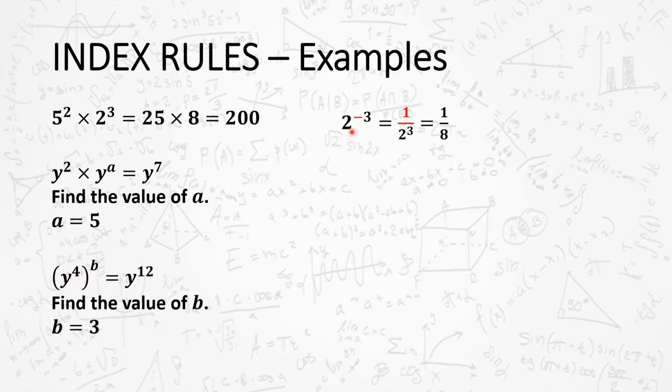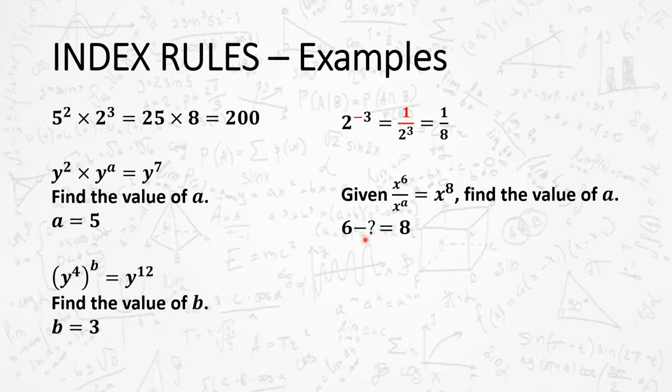Another negative index, 2 to the power negative 3 equals 1 over 2 to the power 3 equals 1 over 8. Next, you were given x to the power 6 over x to the power a equals x to the power 8. Find the value of a. Apply the index rule, you would have 6 minus a equals 8. So 6 minus the number you're looking for equals 8. So the only option will be taking away a negative number to give you the plus. Therefore, a equals minus 2.